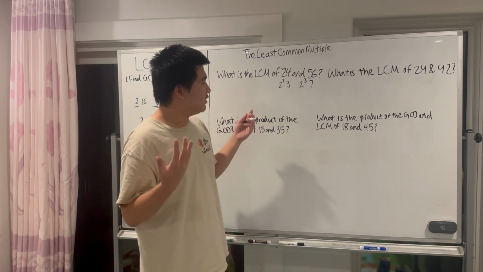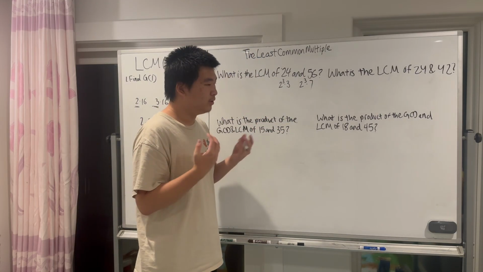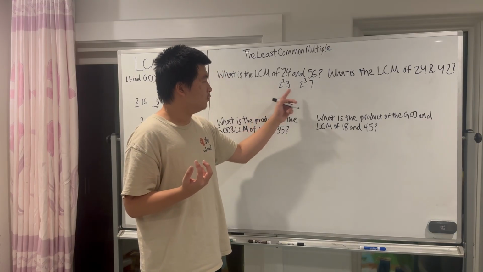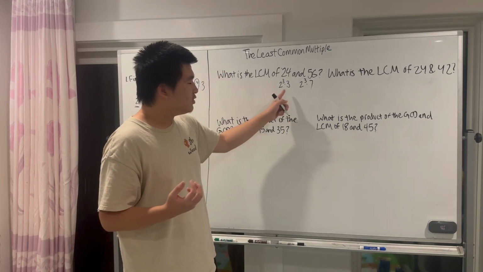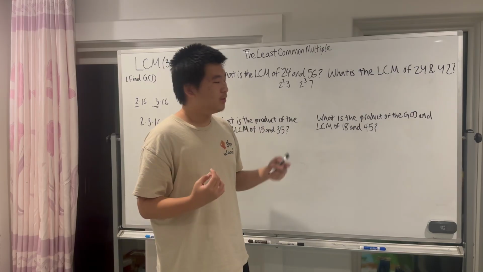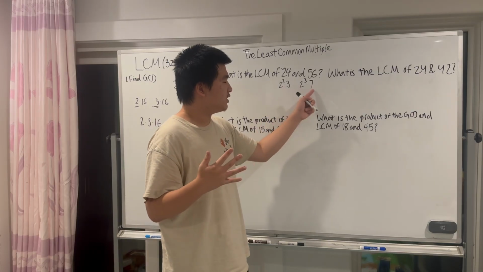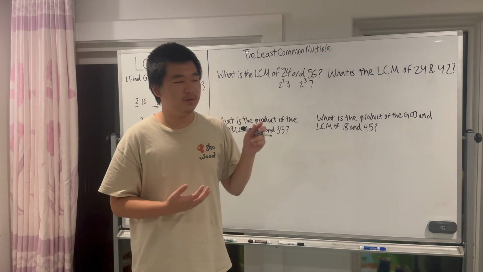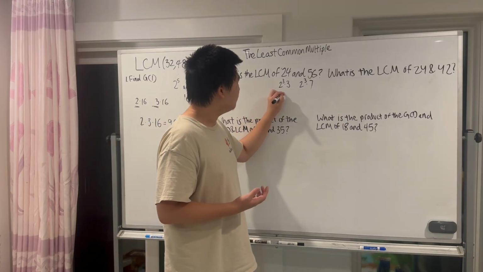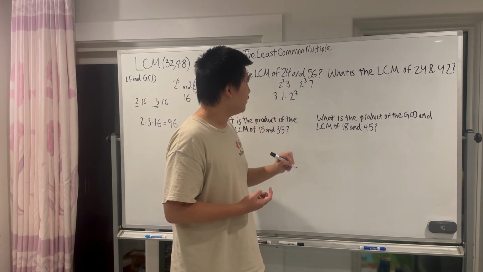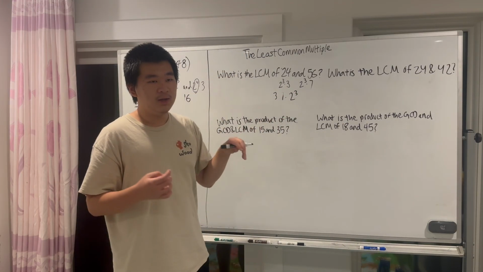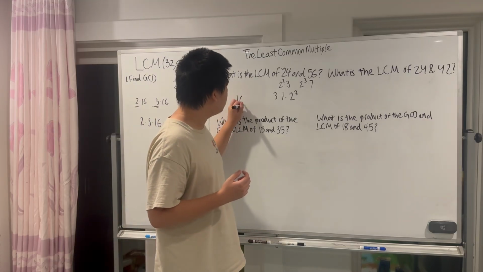And hopefully we see now, when we prime factorize it, what do they have in common? It's just going to be 2 to the power of 3. And also, what's different about them is it just has a 3 versus a 7. So our final answer is just going to be 3 times 7 times 2 to the power of 3. Or in other words, 21 times 8, which is going to be 168.